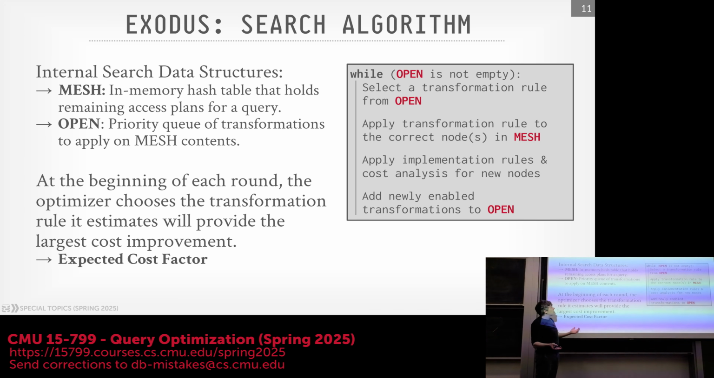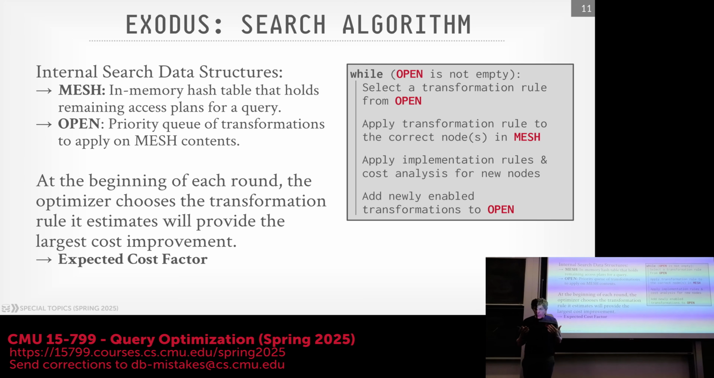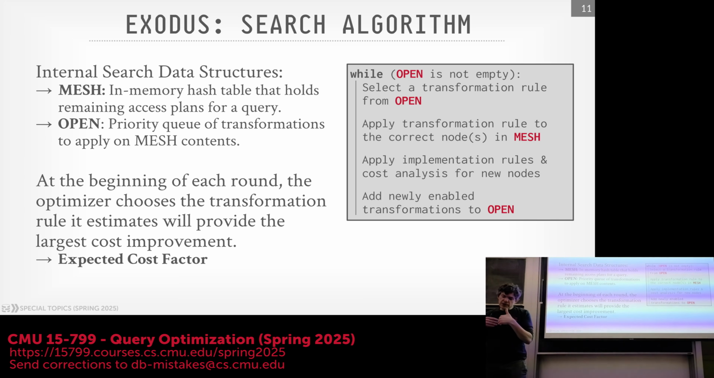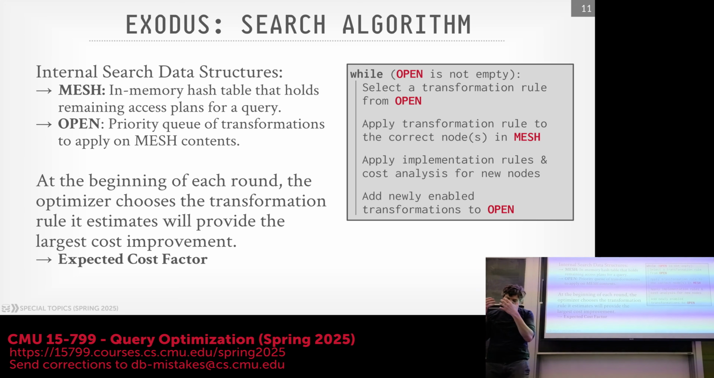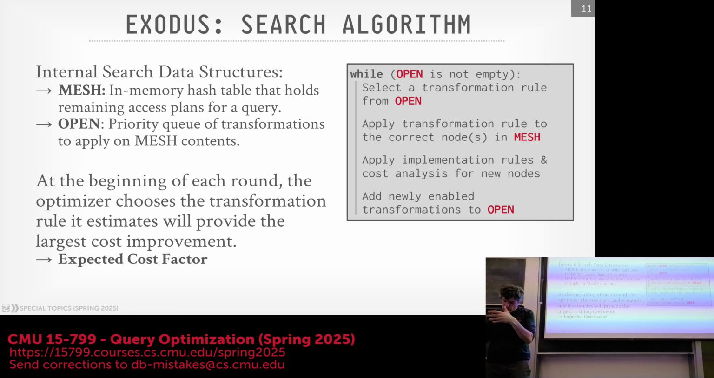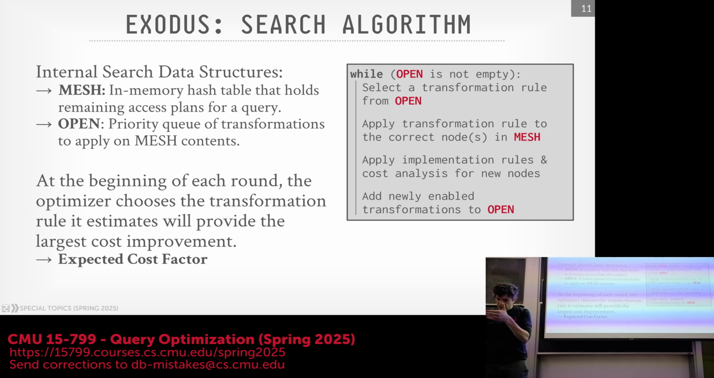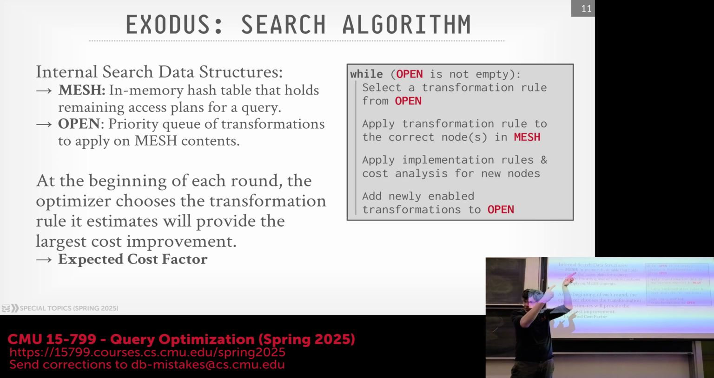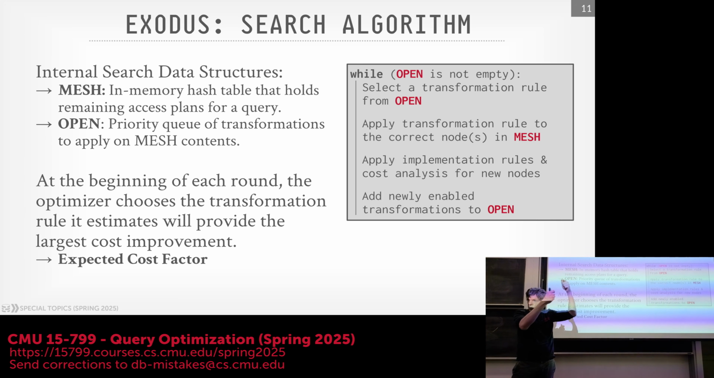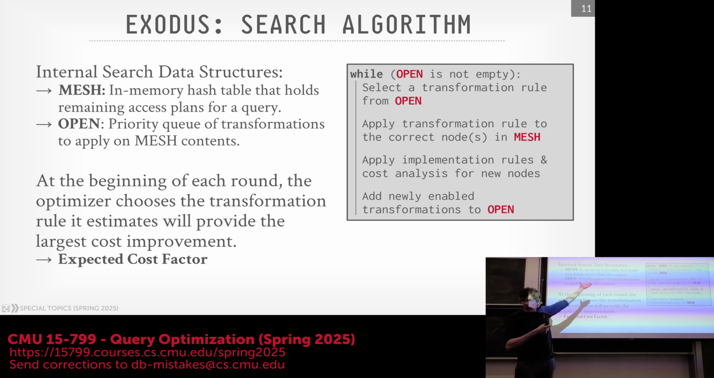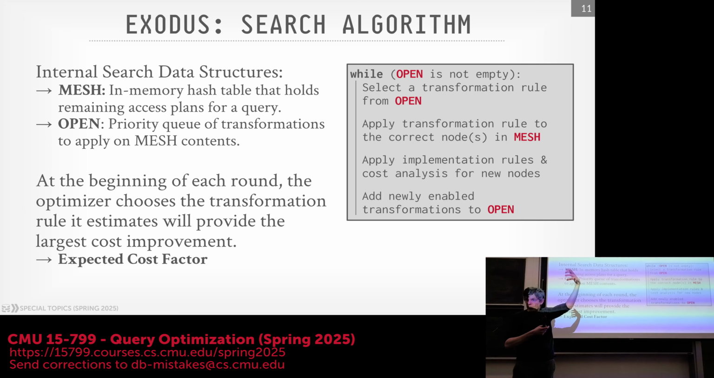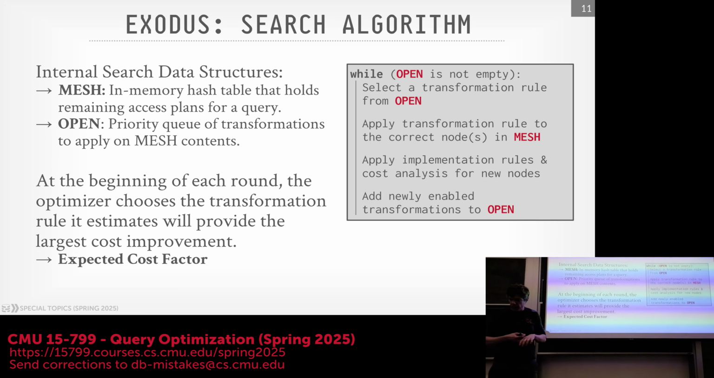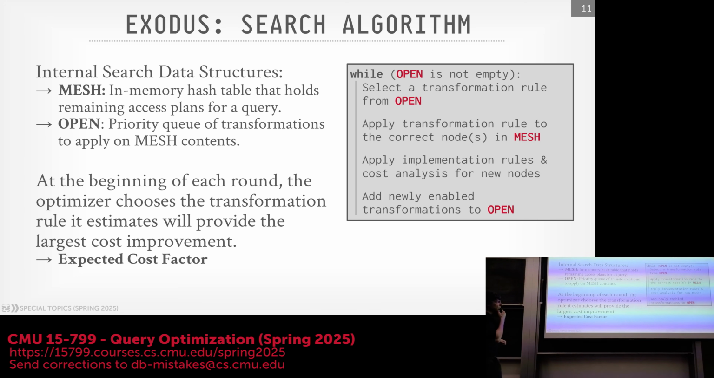And the mesh is just an in-memory hash table that's keeping track of all the transformations that it's applied. It keeps track of all the logical and physical operators that they've already generated. The transformation rules are basically references to those operators. The system looks up in the mesh, finds those references, and then does the transformation. Or if they don't exist, then it goes ahead and applies them. Right, so it's a really simple loop.